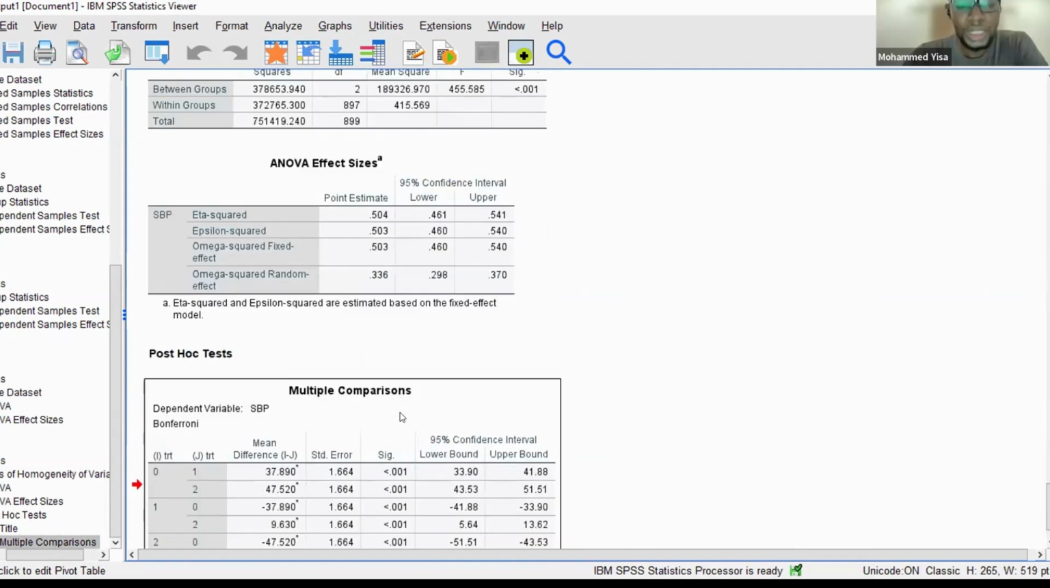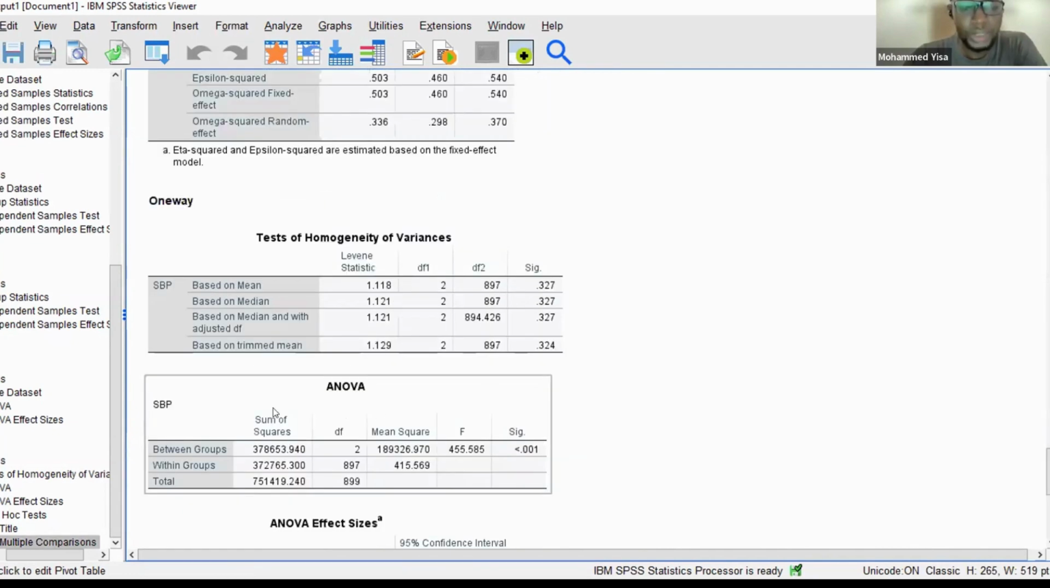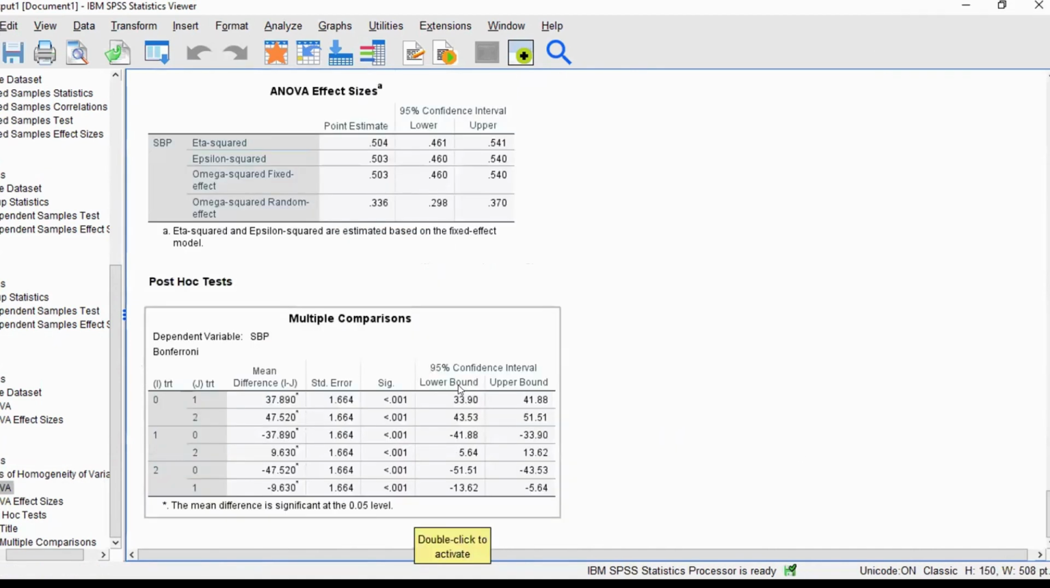So this post hoc test and this ANOVA. The ANOVA, like I said, tells you whether there is a difference between these groups, and you can see the significance here. So if there is a difference, you can go ahead and do the post hoc test to check where the difference lies.